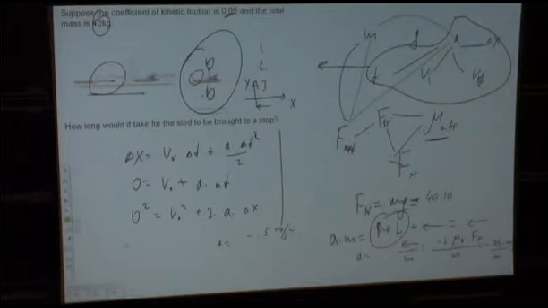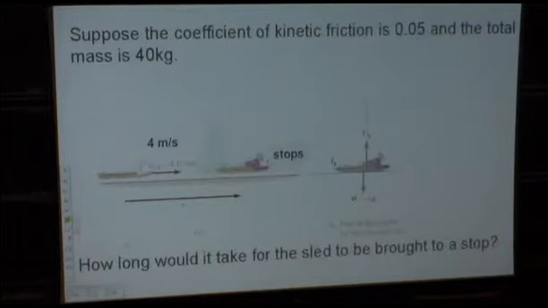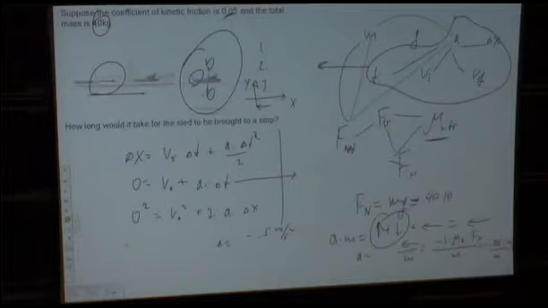So what do we do next? How long would it take? Well, to calculate the time, we can use the velocity equation. Final velocity is 0, initial velocity is 4. It's clearer here, 4. The acceleration is -0.5, done. 4 divided by 0.5, 40 over 5. Anyone? That's it, 8 seconds. Any questions?